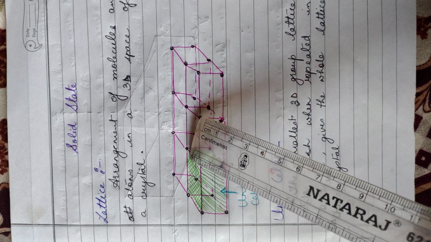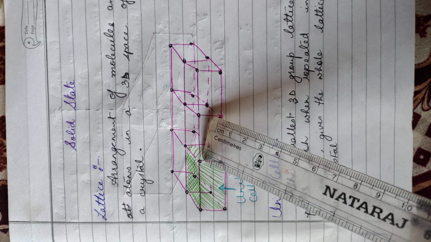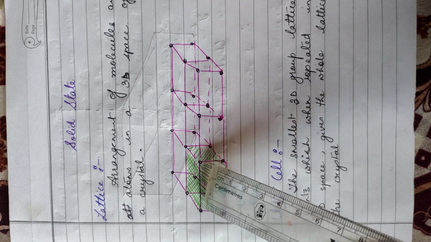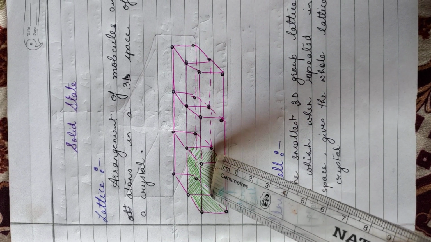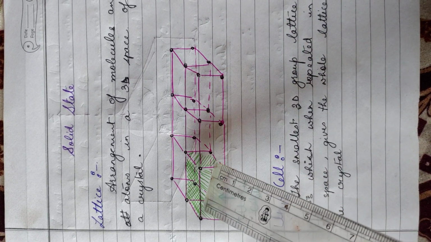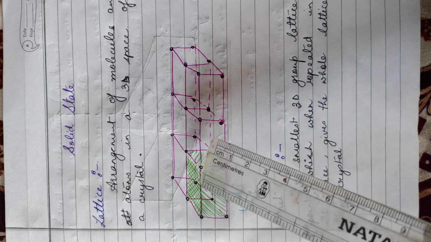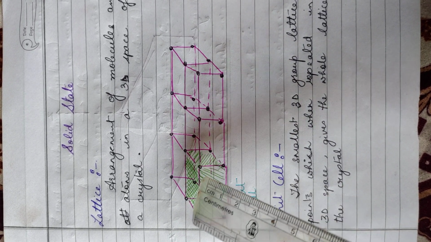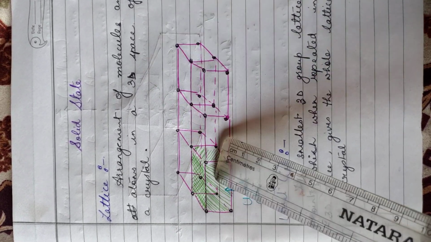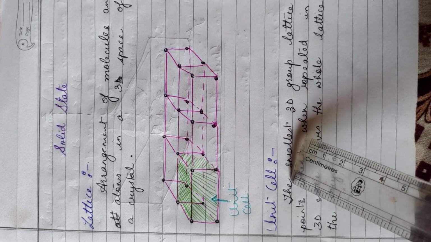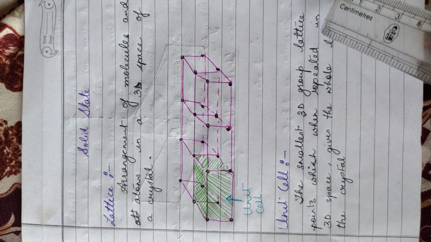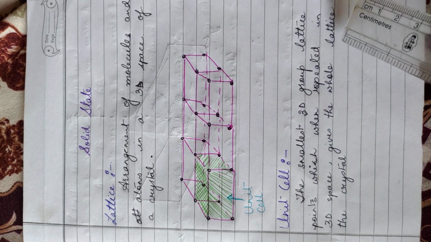Now, when you see these cubes, one cube resembles the other cube. So what we can say is that this one single cube is the monomer unit that makes up the whole crystal. Thus, such a cubic structure that defines the structure of a crystal is called a unit cell. So how can I define it? It's the smallest three-dimensional group of lattice points, which when repeated in three-dimensional space gives the whole crystal lattice.